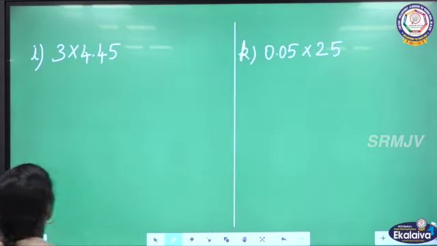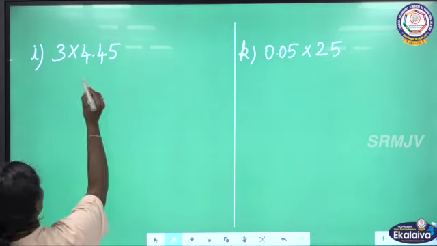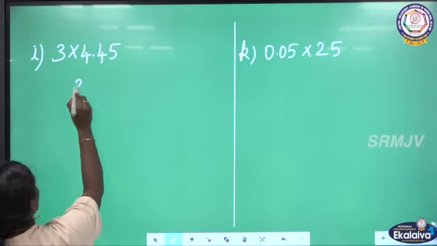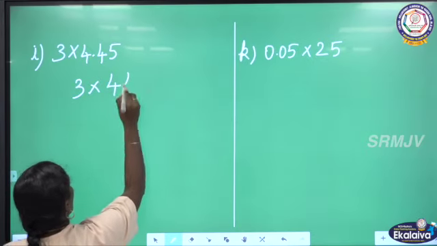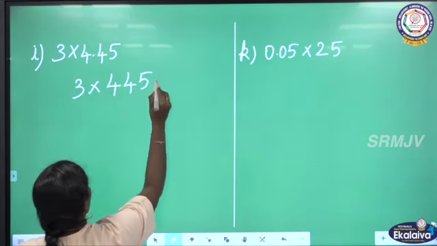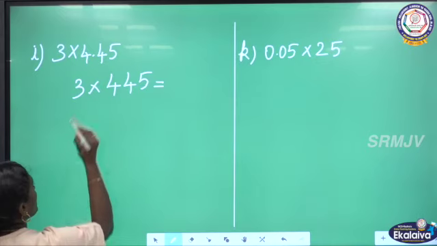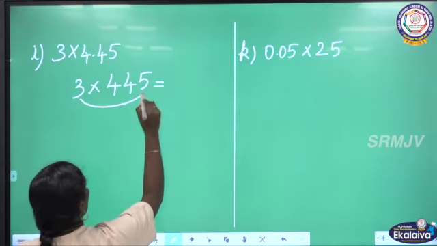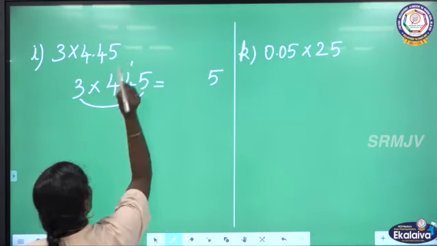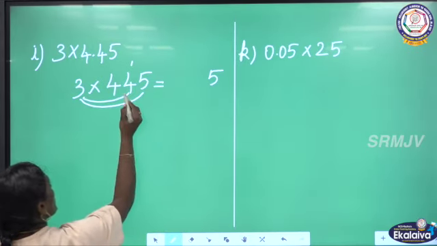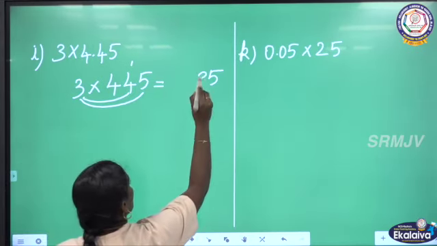The next one, 3 into 4.45. Here we have to consider as a whole number 445. Now we have to find the product of these two. First we have to start with ones place. 3 5s are 15. 5 here, 1 carry over. 3 4s are 12. 12 plus 1, 13.